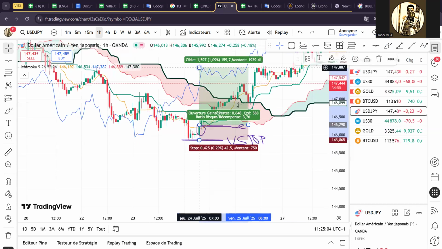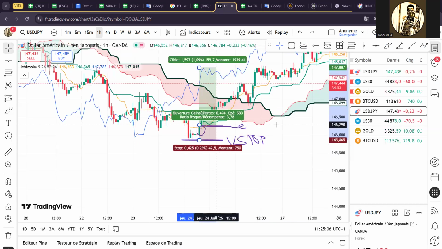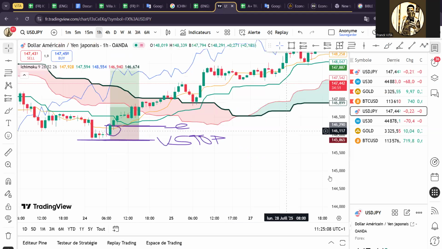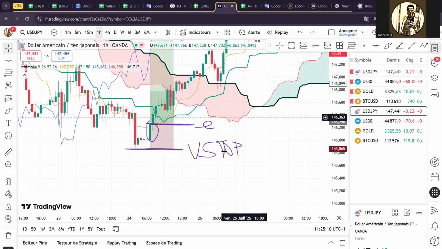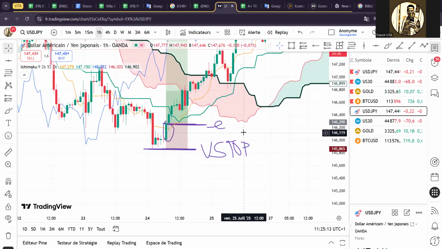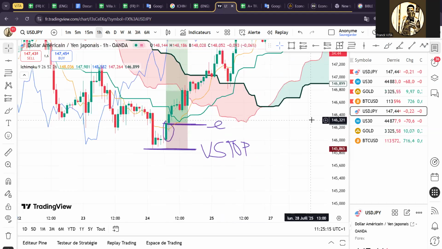And then don't mind too much about the take profit for the moment. Focus on the entry and the stop loss for the moment. So this V stop will be the maximum stop loss for this phase. That will be your maximum stop loss for this phase.